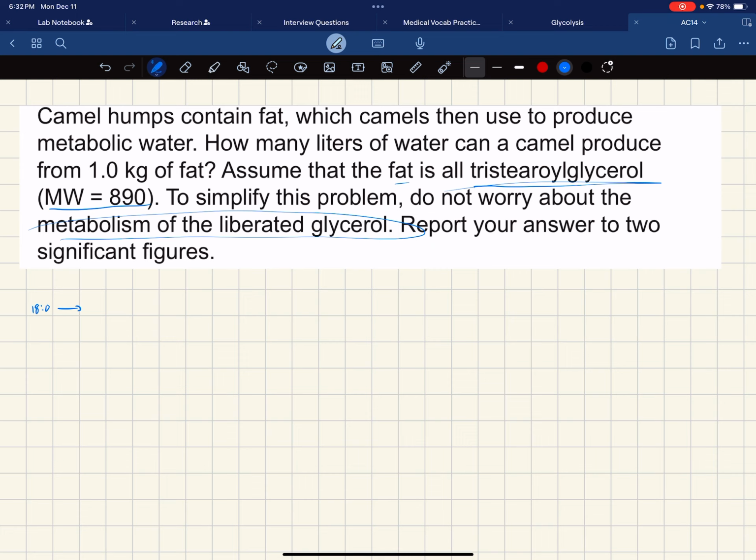So when we run this through beta oxidation, since it's an 18 carbon chain, we're going to break it into 2s. So we've got 9 acetyl-CoAs. We're also going to make 8 NADHs and 8 FADH2s because there's no double bonds going on. There's nothing weird about it. So 8 NADH and 8 FADH2.